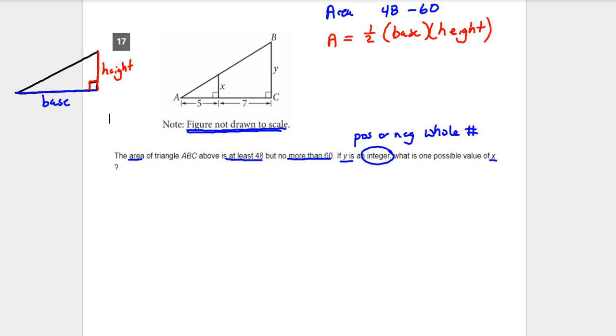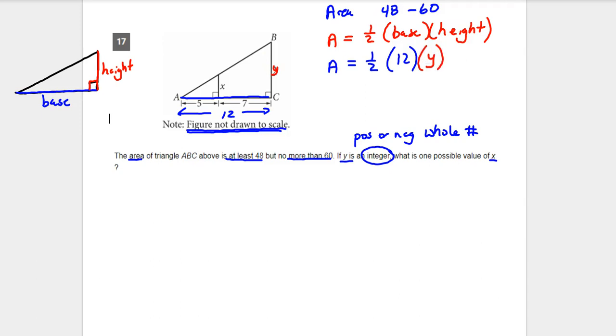So in this problem, since they give me these bottom numbers, I have 5 and 7 for a grand total of 12. So I'm going to plug 12 in for my base. So the area is 1/2 of 12 times the height. And in this problem, they're calling the height y, so instead of an h, I'm going to put a y in there.